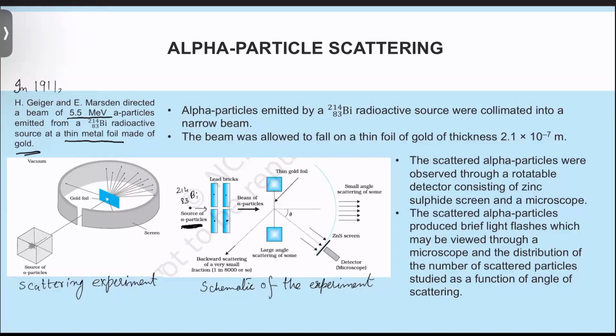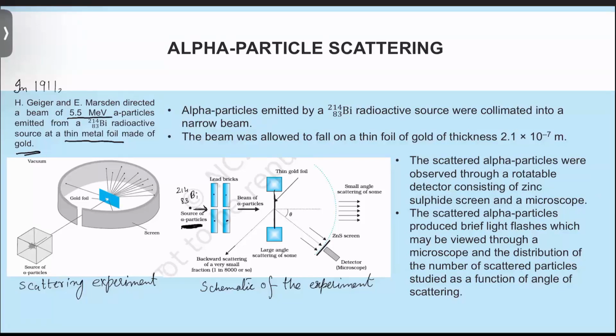If you don't use the bricks, obviously it's going to be a scattered source already, but we need a directed, sharp, narrow beam. After crossing through these lead bricks, it comes out as a beam of alpha particles. Now this thin line that you see over here is actually the thin gold foil. This beam of alpha particles is going to be incident on the thin gold foil.